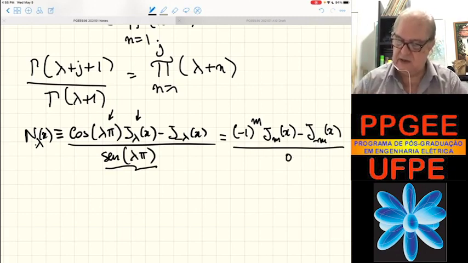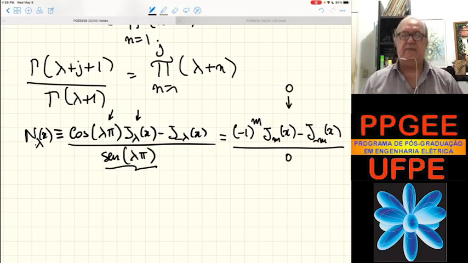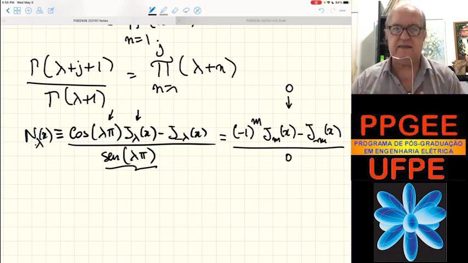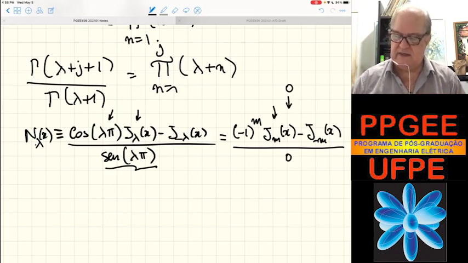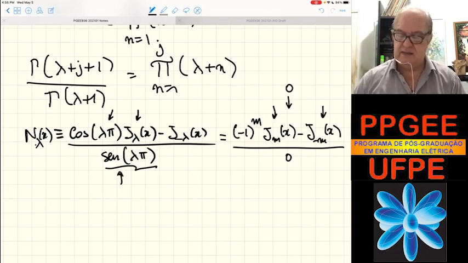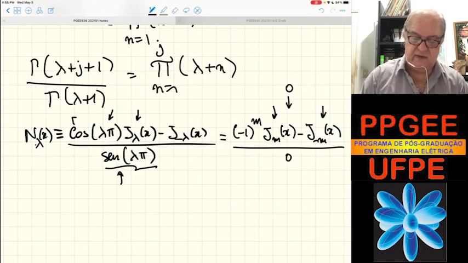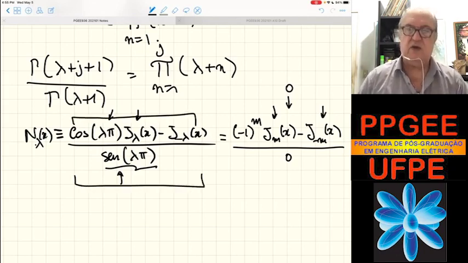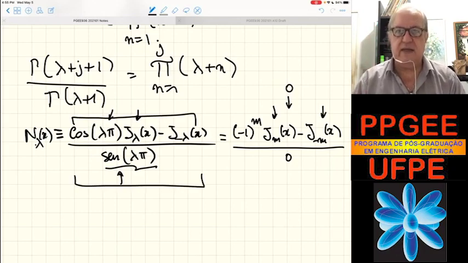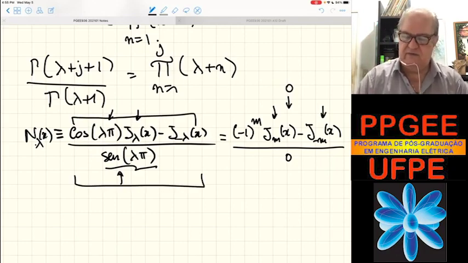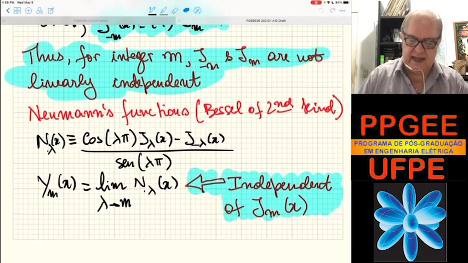It's going to be a 0 here. So this is going to be 0 over 0. But if you make a limit process, you're going to have a limit. You would have to calculate the derivative of the numerator and the derivative of the denominator, using L'Hospital's rule to calculate the limit. So the Neumann function is that limit when lambda goes to m.